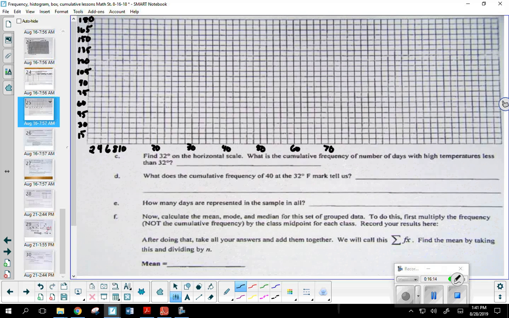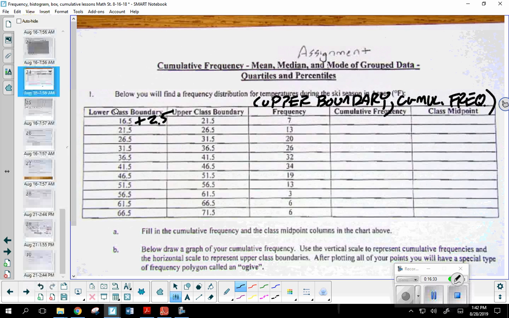Find 32 degrees on the horizontal axis. What's the cumulative frequency of the number of days with high temperatures less than 32? In order to answer this question, we need to create the graph, which means I need to complete what? Yeah, the table. So let's go back to the table, because I've already got half of the ordered pairs that I'm going to be plotting. These right here are going to be my x's. The cumulative frequency is going to be my y values.